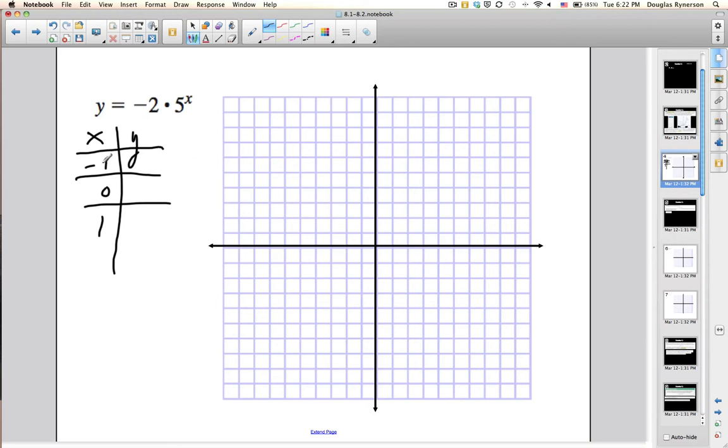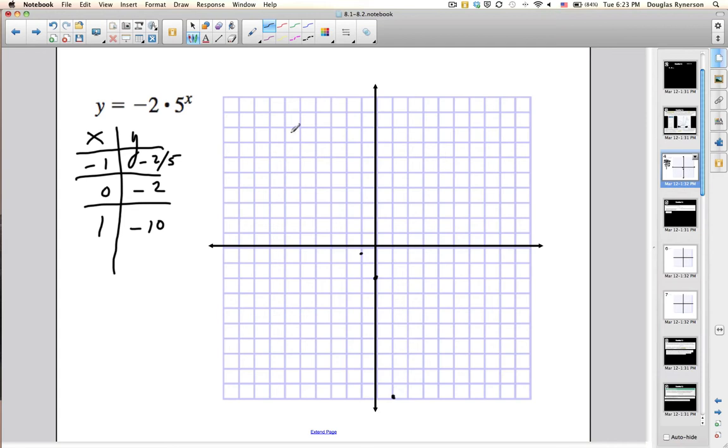Okay, so when I plug -1 in here, 5 to the -1 power is 1/5, times -2 is -2/5. 5 to the x power when x is 0, 5 to the 0 power is 1, times -2 is -2, and 5 to the first power is 5, times -2 is -10. When I go ahead and graph that at -1, I'd be at -2/5, right there. At 0, I'd be at -2, and at 1, I'd be at -10.